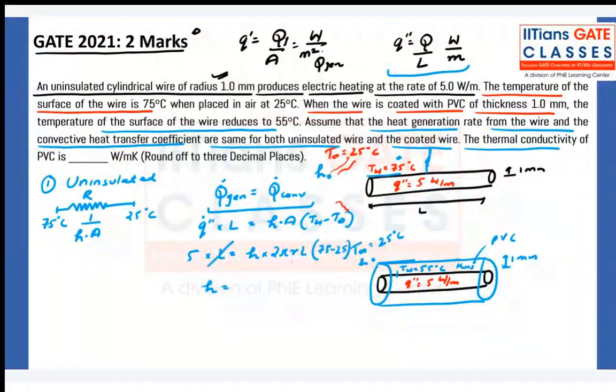Tell me very quickly how much is R. R is already given. R is 1 millimeter, so 0.001 meter. Tell me very quickly. Yes, Sahil, that is correct. Very nice.